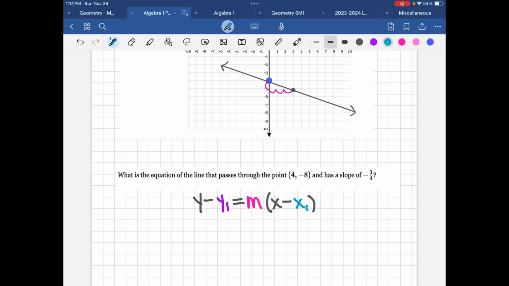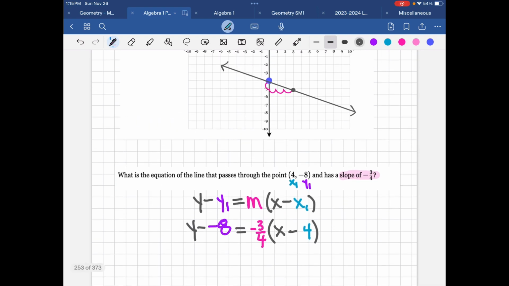So here is our x1 and here is our y1. So we're going to go ahead and plug those numbers in. I'm going to go ahead and plug them in right now. There we go. And of course, here is my slope, which is my m. I'm going to plug that in right here. And I'm going to finish up the rest of my formula.